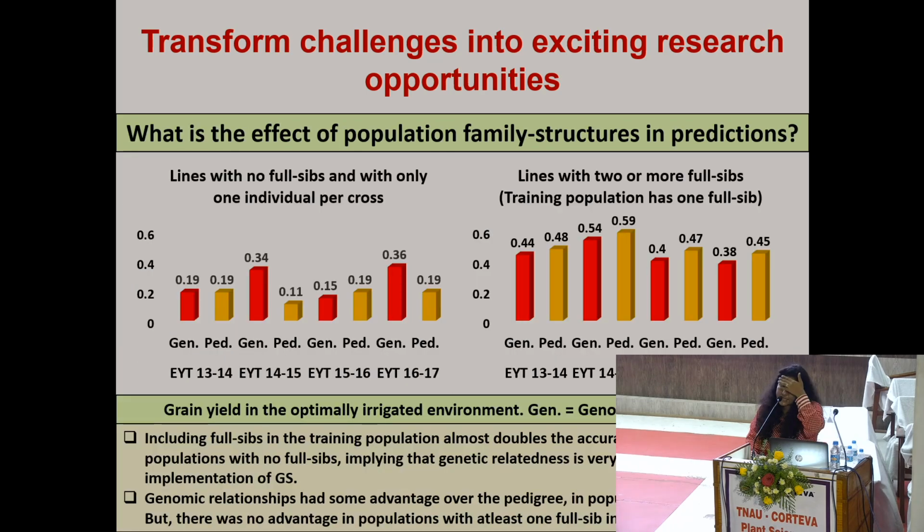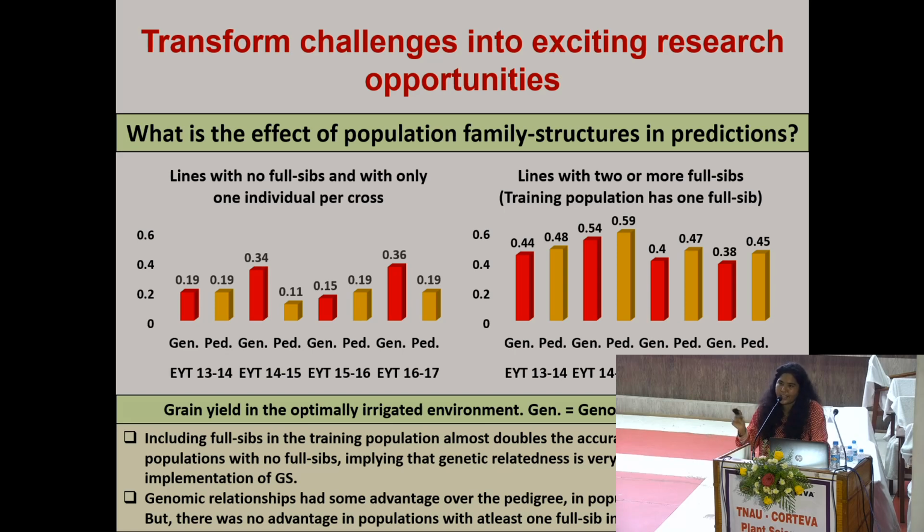And this is another question that we asked. What is the effect of family structures on predictions? This was a question asked by somebody this morning about having related lines in predictions. So we did this with two different types: lines with no full sibs, no sister lines, and just one individual per cross, and then lines with two or more full sibs or sister lines.